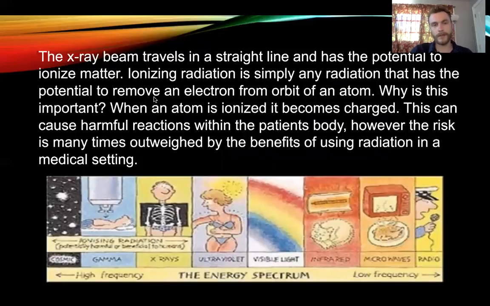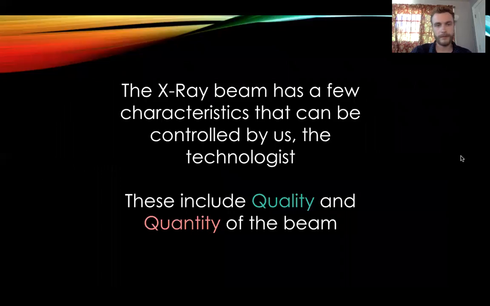The X-ray beam travels in a straight line and has the potential to ionize matter. So it's ionizing radiation, which simply means it has the potential to remove an electron from the orbit of an atom. Now, this is important because when an atom is ionized, it becomes charged. This can cause harmful effects within the patient's body. However, the risk is usually outweighed by the benefits of using radiation for medical purposes, such as X-rays.